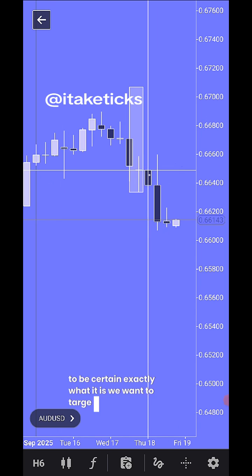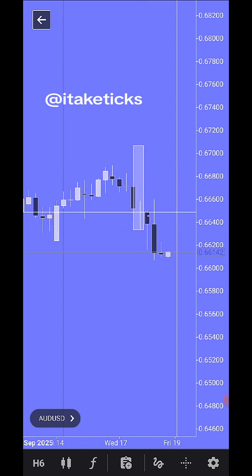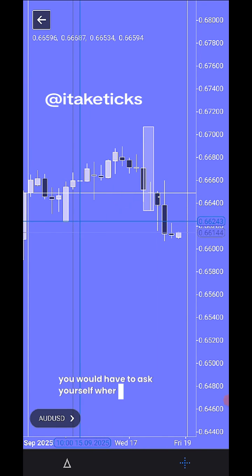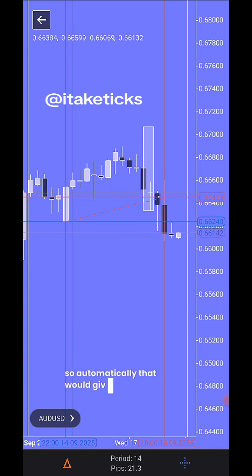Alternatively, we can return to that 6-hour chart to be certain exactly what it is we want to target. So that you can see what I'm talking about, I will move this vertical line away. Once you've figured out exactly where you're getting in, you would have to ask yourself, where would you be getting out? You could target this low over here, so automatically that would give you a little more than your 13 pip stop loss.